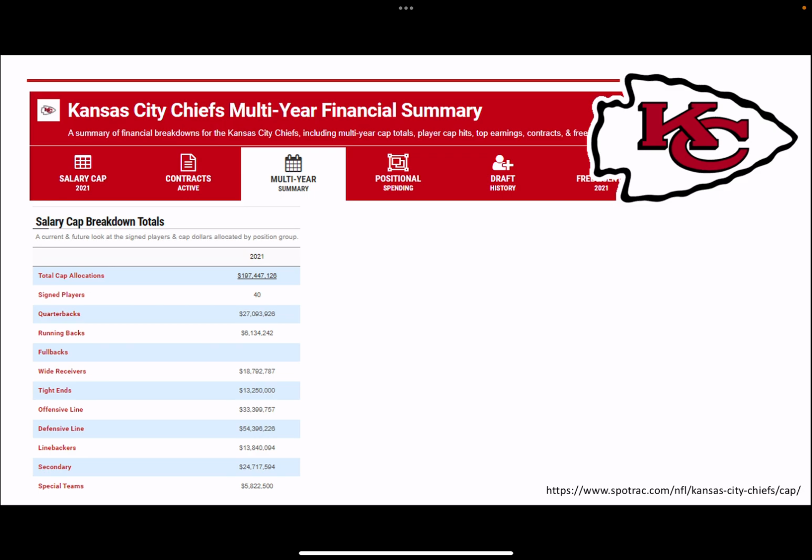If we want to see how much the Kansas City Chiefs make every year, we have some measurements. Here, we can see that their total for the year is 197 million. They have 40 signed players. And here you can see how much of this total is going to the quarterbacks, how much to the running backs, and all of the people on the team. So let's take a closer look at those numbers.